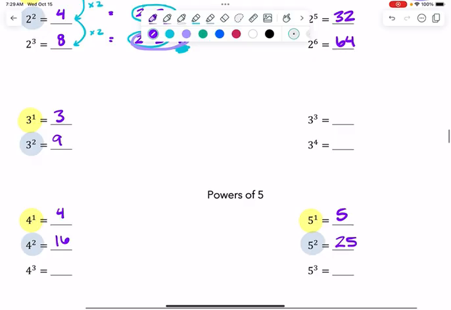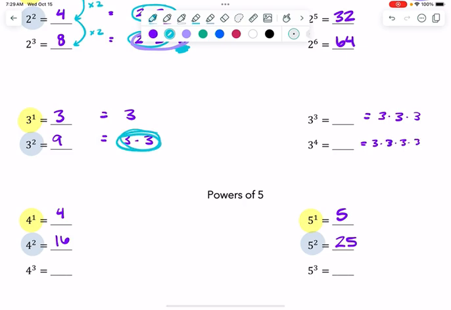Same kind of pattern happens when I take a look at 3s, except instead of multiplying my answers by 2 every time to get to the next one, I'm multiplying them by 3 every time to get to the next one. Right? This was 9, which means this guy's also 9. And multiplying it by 3 gives me 27. And in the same rationale, I could just take 27 and multiply it by 3 to get 81.